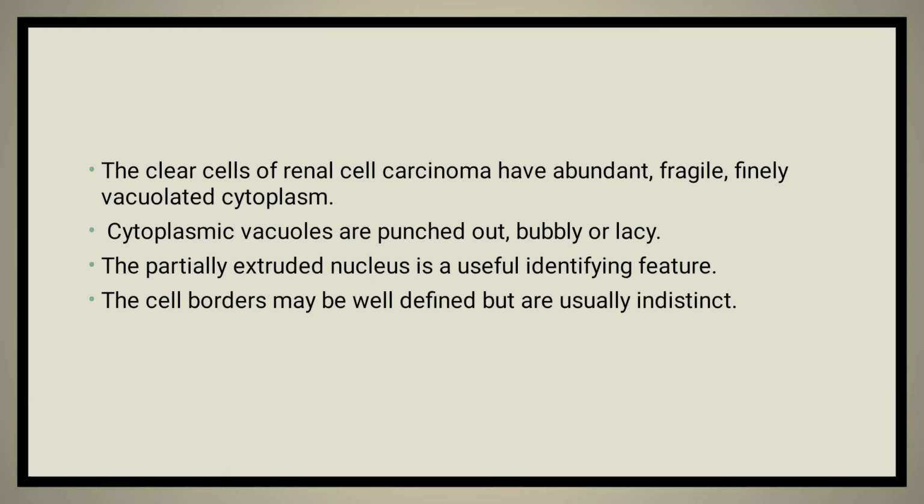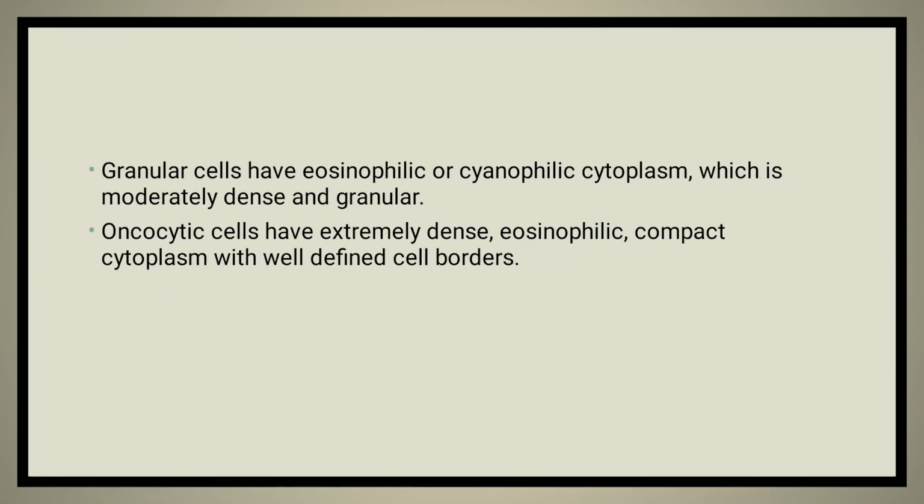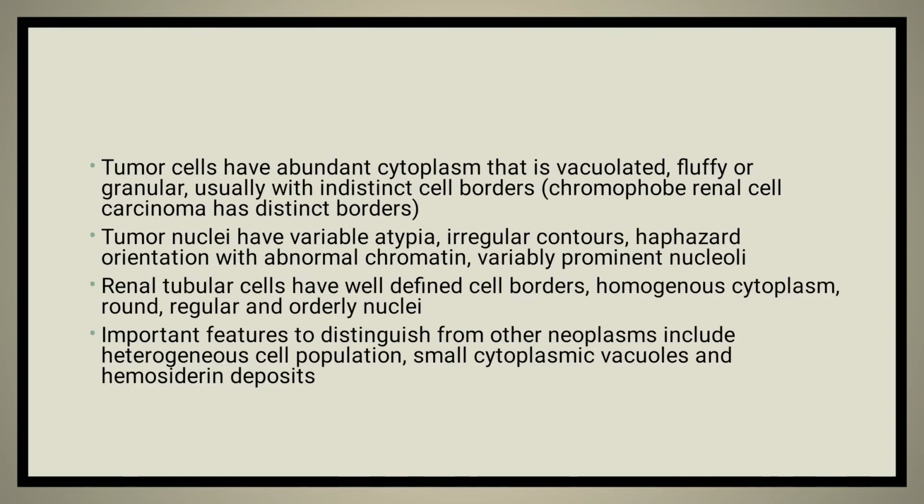The clear cells of renal cell carcinoma have abundant, fragile, finely vacuolated cytoplasm. Cytoplasmic vacuoles are punched out, bubbly or lacy. The partially extruded nucleus is a useful identifying feature. The cell borders may be well defined but are usually indistinct. Granular cells have eosinophilic or cyanophilic cytoplasm which is moderately dense and granular. The third type, oncocytic cells, have extremely dense eosinophilic compact cytoplasm with well-defined cell borders.